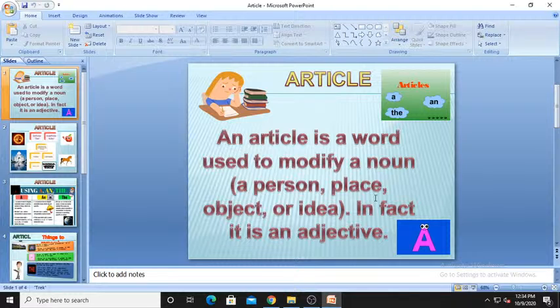So in the last class, when we discussed this particular topic, we learned the definition and we learned different kinds of articles, and the total number of articles there are. These are all what we learned in the last class. So let's have a quick recap of what we have learned in the last class right now. Okay?